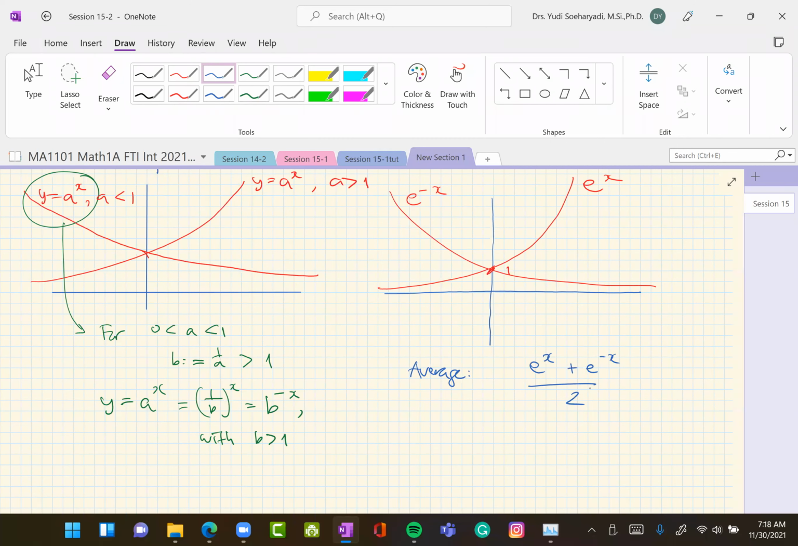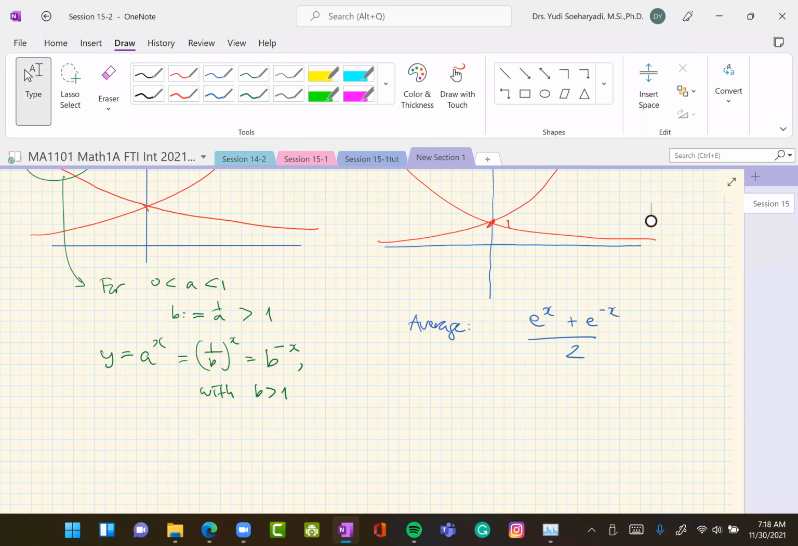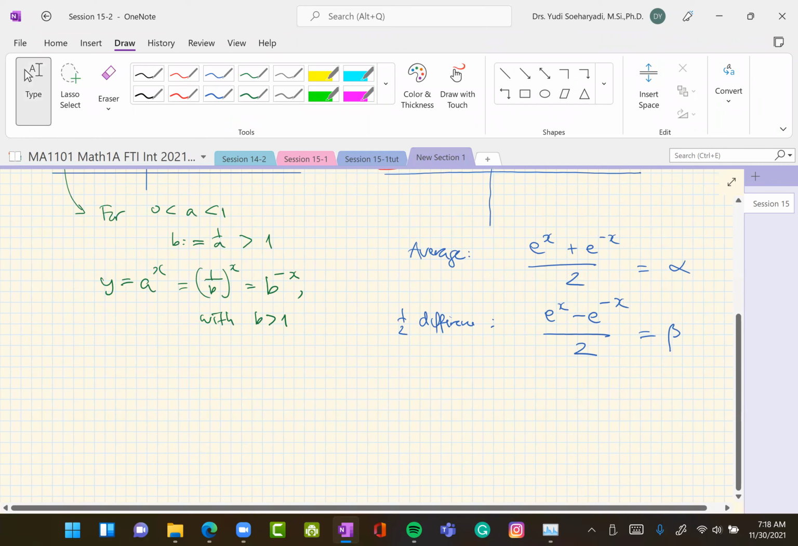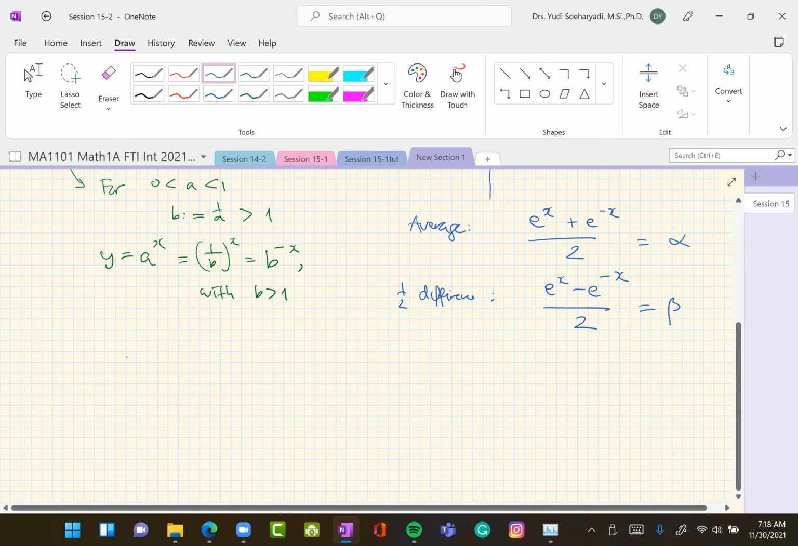Over 2. And half of the difference: e to the x minus e to the negative x over 2. So let's call this alpha, this beta. And see what we get here. If you square alpha plus beta, see what we get. If you square this alpha, because this is beta also, this is 1/4. So take the 1/4 out.